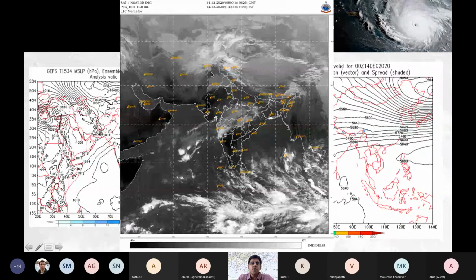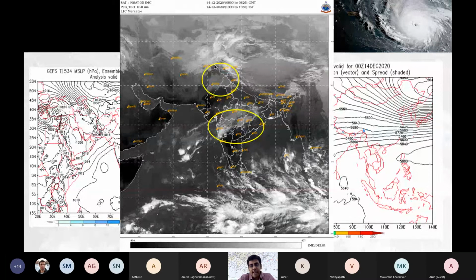This was snowfall that was realized in Jammu and Kashmir and Himachal last week. So what I'm trying to say is, just by looking at pressure charts, we can have a lot of information, and this is one thing that I find very useful. And of course, I cannot predict 7 days ahead of time.